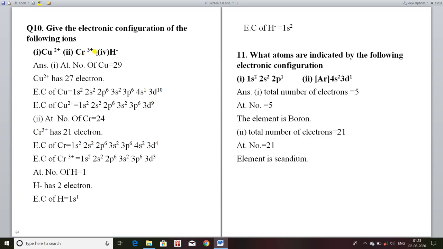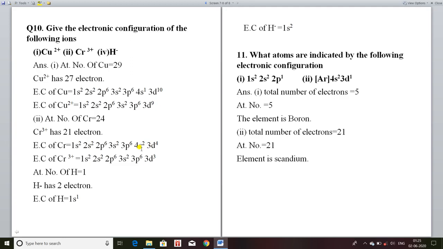Second part, chromium 3 positive. The atomic number of chromium is equal to 24, so 24 electrons are present in a chromium atom. But as there is a positive charge, chromium 3 positive has 21 electrons. Now the electronic configuration of chromium is 1s2, 2s2, 2p6, 3s2, 3p6, 4s2, 3d4. When you count these numbers, 2 plus 2 plus 6 plus 2 plus 6 plus 2 plus 4, it is equal to 24. Now we have to remove 3 electrons.